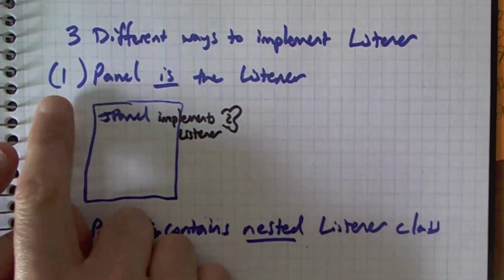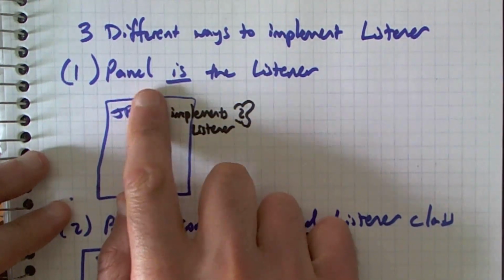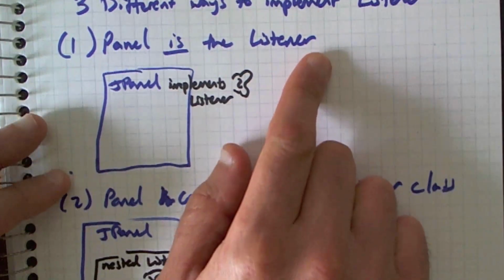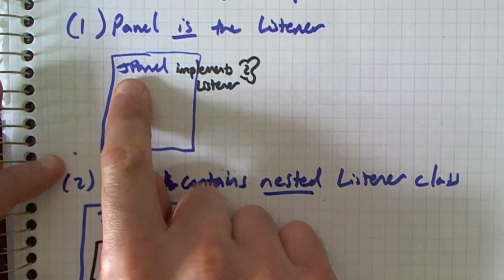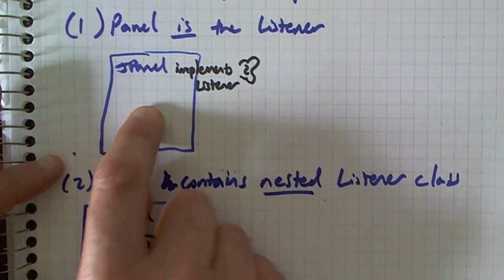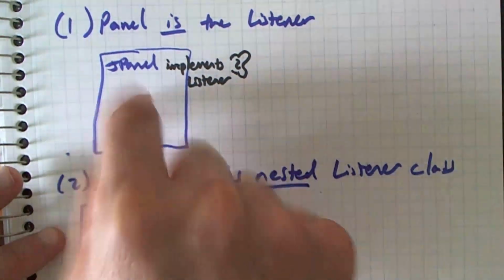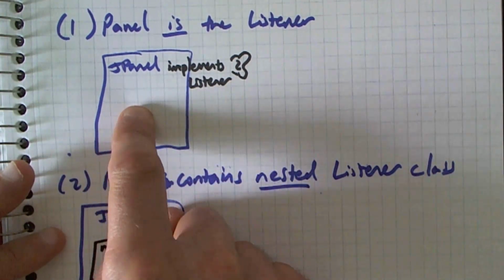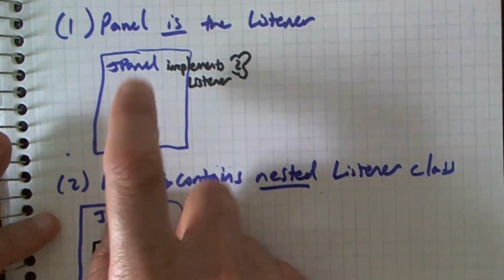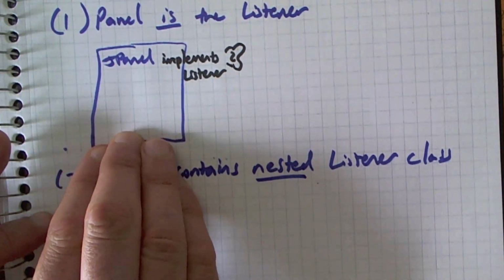The first one is the way the book likes to do it, which is that often the panel itself is the listener. So you're going to see this with any examples you read in the book. The JPanel itself, the thing that generates the clicks, is going to implement the listener. So it itself is going to listen for itself. Like you're going to click on this panel, and you're going to listen in on it on yourself. It's kind of weird, but basically the component is also listening on itself.